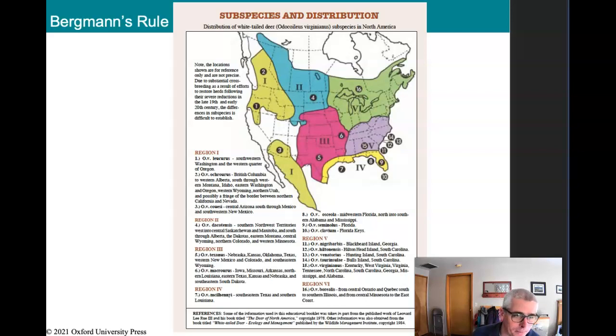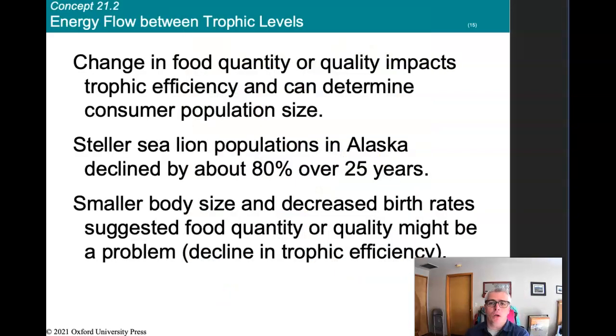We're getting there. Okay. So change in food quality or quantity impacts trophic efficiency and can determine consumer population size. Now I'm going to tell a quick story here about Steller sea lions. Steller sea lions have seen a decline in Alaska of about 80% over the past 25 years. There's also been some observations of smaller size and decreased birth rates, suggesting food quality and quantity might be a problem.